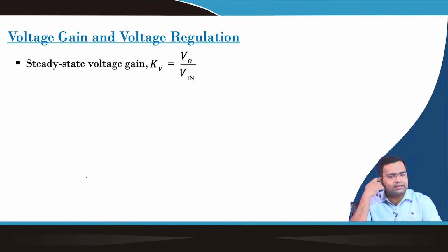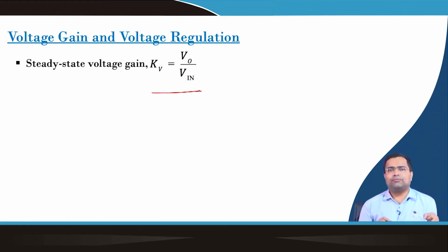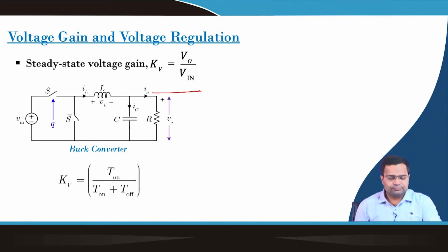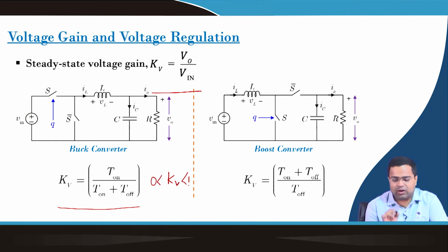Now, if we want to write the voltage gain of any converter, we can write output voltage by input voltage. For step down, it will be smaller than unity, for step up it is greater than unity, and we want this kV to be positive because we want output voltage to be positive. For a boost converter, this voltage gain can be written like this, and for a buck converter it can be written like this, and from here it is clear that this kV is greater than 0 and less than 1.